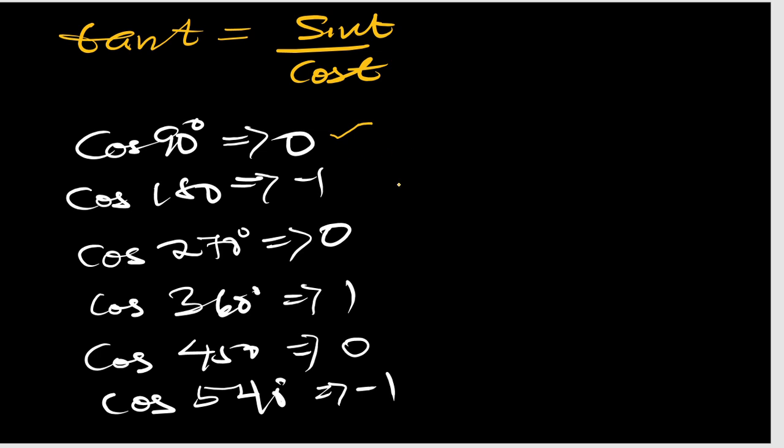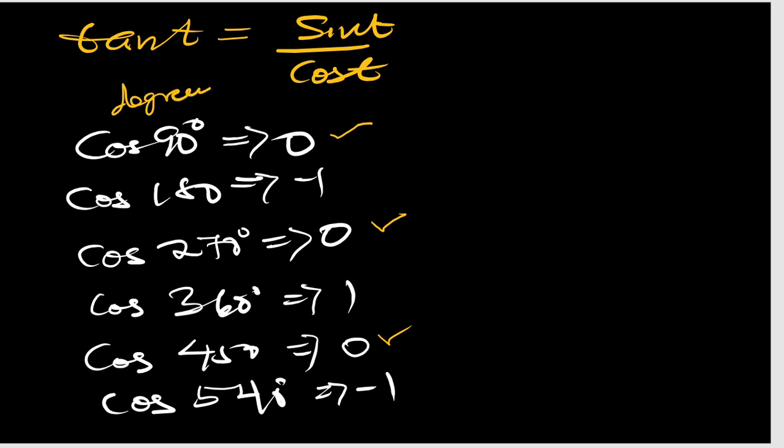Cos 270 is also undefined. Sorry, tan 270 is undefined. Tan 90 is undefined because the cos is 0. Then tan 270 is undefined because cos is 0 there. Then tan 450 is undefined because cos is also 0 there. We can write this expression in terms of pi. This is in degrees, take note.